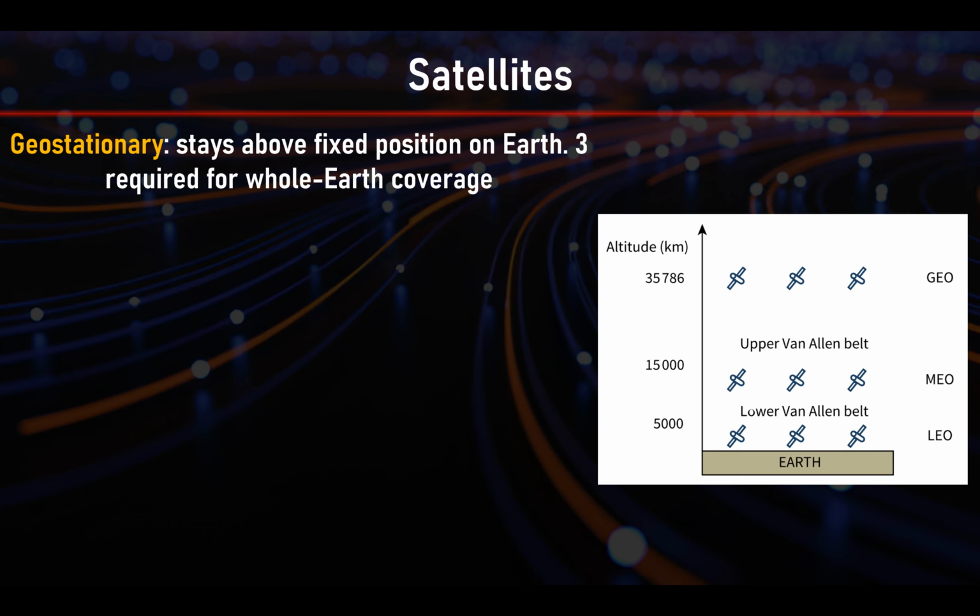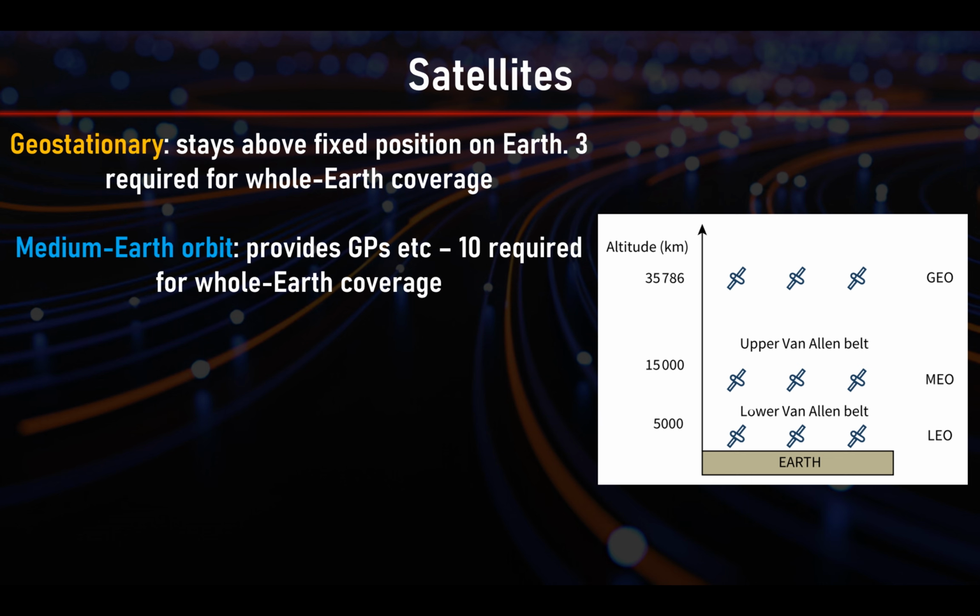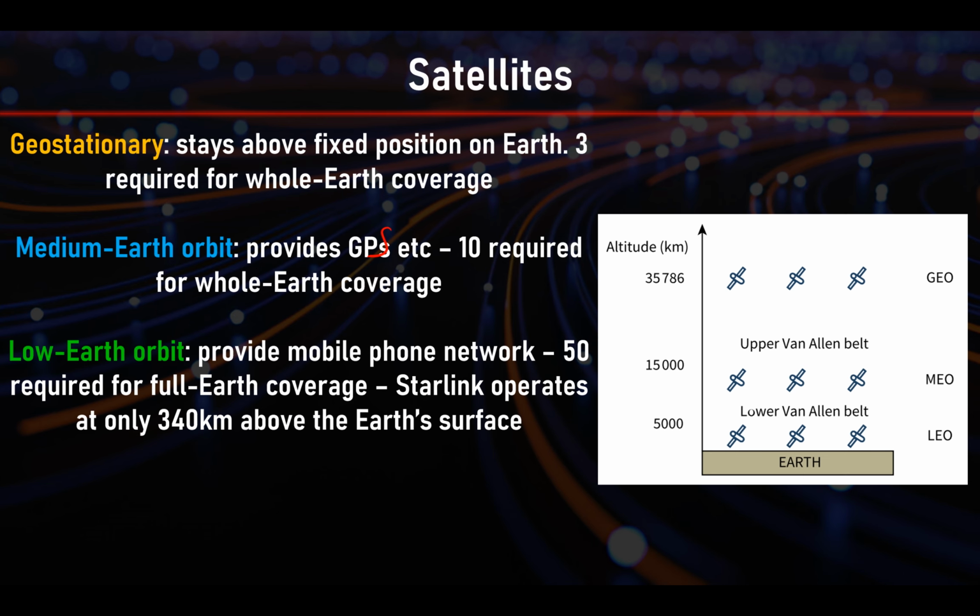Right, so satellites. There are 3 different types of satellites. Geostationary stays above the Earth in a fixed position, and only 3 of those are required for whole Earth coverage. Medium Earth orbit provides, let's say, GPS. I guess that should be a big S. GPS. 10 of these are required for whole Earth coverage. Low Earth orbit provides the mobile phone network, and 50 are required for full Earth coverage. So for example, Starlink operates at only 340 kilometers above the Earth's surface. Starlink is Elon Musk's mobile satellite company.